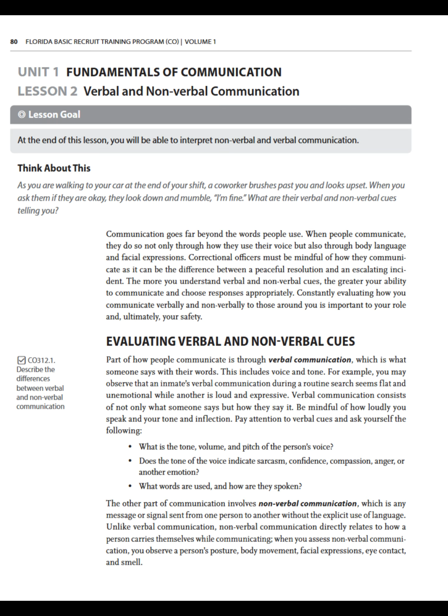The other part of communication involves nonverbal communication, which is any message or signal sent from one person to another without the explicit use of language. Unlike verbal communication, nonverbal communication directly relates to how a person carries themselves while communicating. When you assess nonverbal communication, you observe a person's posture, body movement, facial expressions, eye contact, and smell.